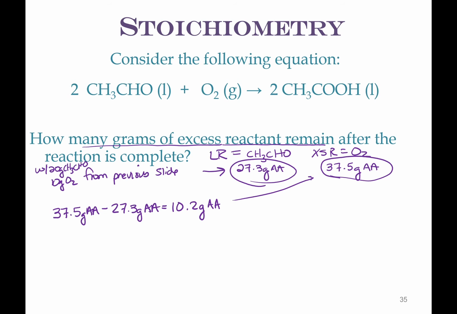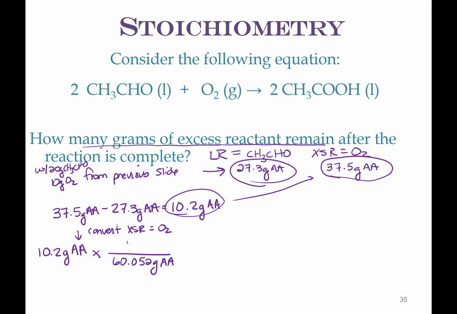So I'm trying to figure out how much oxygen that I used that was more than I needed. So I could have produced 10.2 grams of acetic acid, but I didn't. I could have produced that much more if I had enough of the CH3CHO, but I don't. So if I start with the 10.2 grams of acetic acid, that's not the answer because it's in acetic acid. I need to convert to whatever the excess reactant is, which in this case is oxygen. So I'm just going to go backwards of what I have on the previous slide. I'm going to go from acetic acid back to oxygen. So you have all these numbers already. So this is 60.052 is the molar mass of acetic acid for 1 mole.